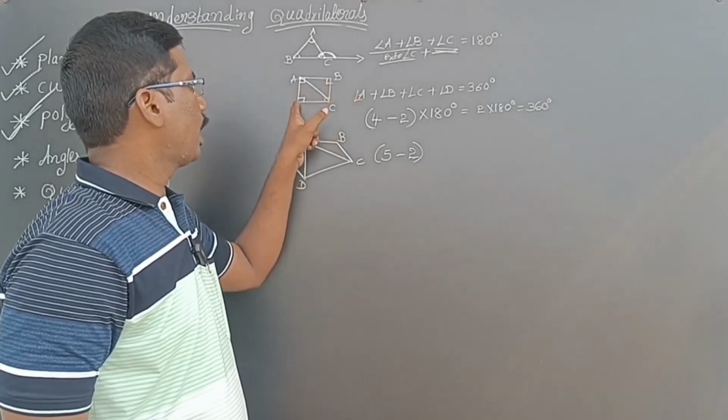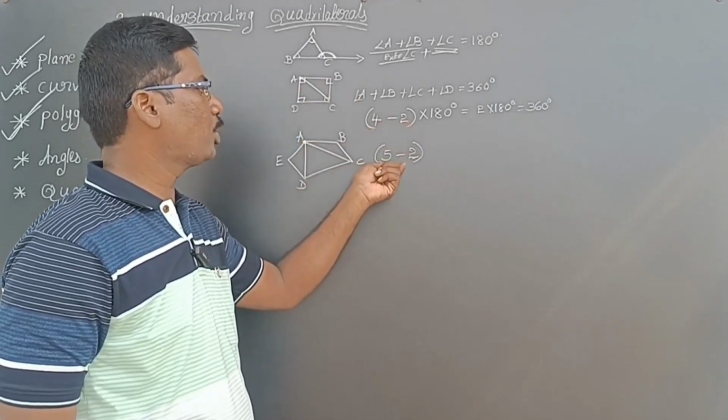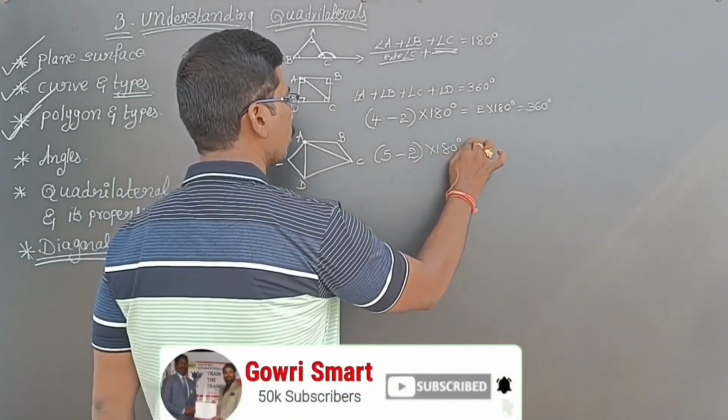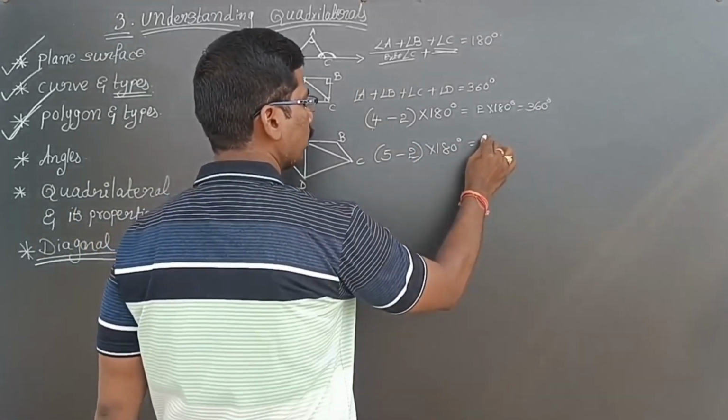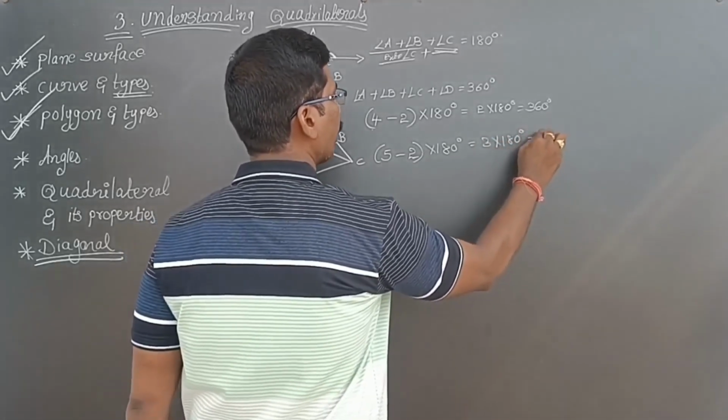Here, the total sides are 4 and I got only 2 triangles, so that's 4 minus 2, 2 triangles. 5 minus 2, 3 triangles into 180 degrees. So 5 minus 2 is 3, and 3 into 180 degrees is 540 degrees.